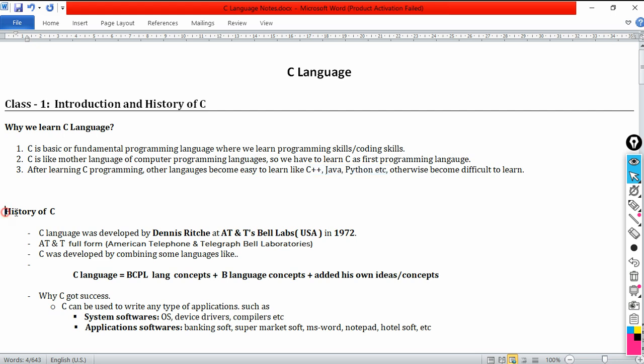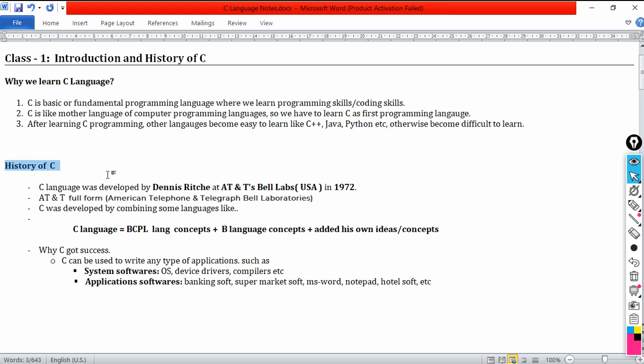Then, the history of C. What is the history? C language was developed by Dennis Ritchie at AT&T's Bell Laboratories, USA in 1972. That is, Mr. Dennis Ritchie is the actual person who wrote C language in 1972 in the company called AT&T's Bell Laboratories, present in USA. What is the full form of AT&T? AT&T's full form is American Telephone and Telegraph.